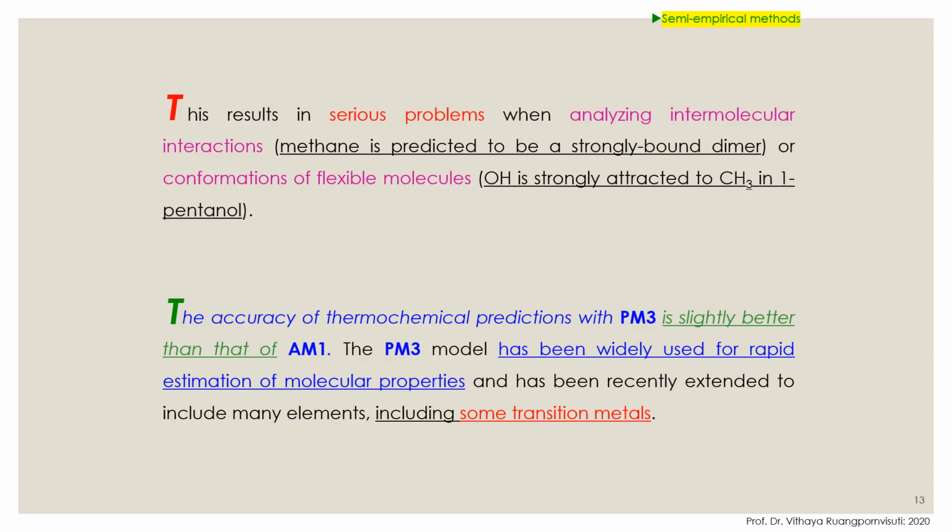The accuracy of thermochemical predictions with PM3 is slightly better than that of AM1. The PM3 model has been widely used for rapid estimation of molecular properties and has recently been extended to include many elements, including some transition metals.